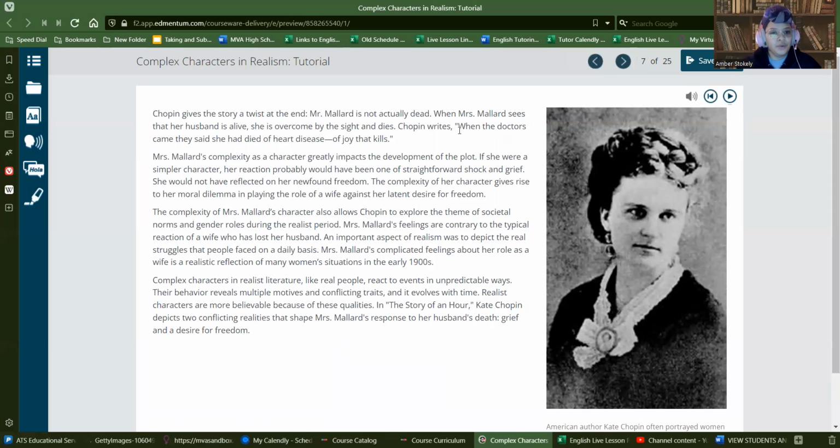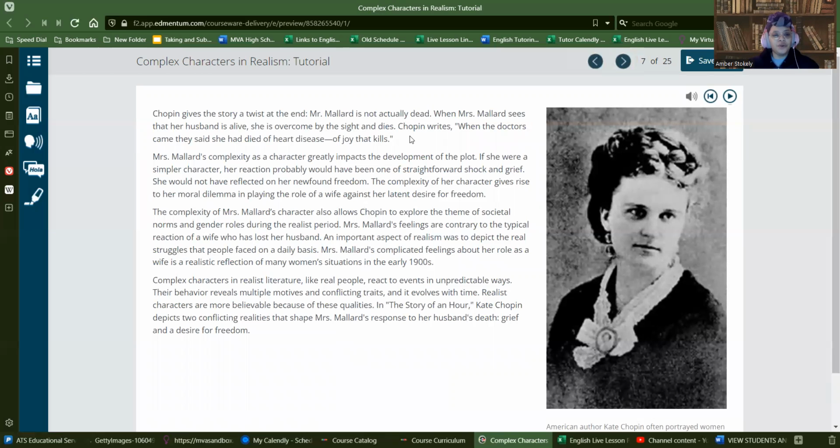And it says, when the doctors came, they said she died of heart disease, of joy that kills. So they're saying that she was so excited by her fluctuation of emotion that it killed her via the heart attack. Now, this is kind of ironic in a couple ways, meaning that it's sort of the opposite of how it sounds. The joy that kills.